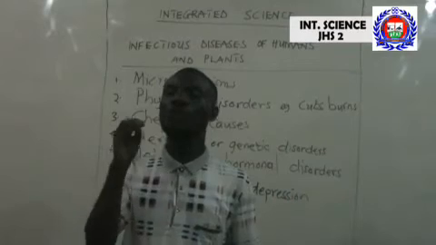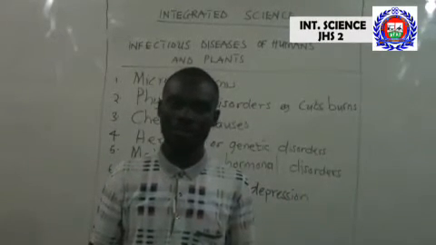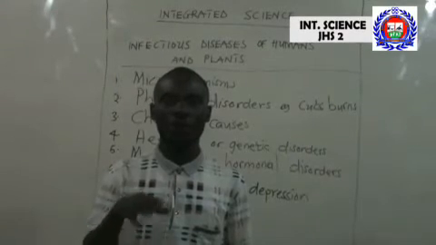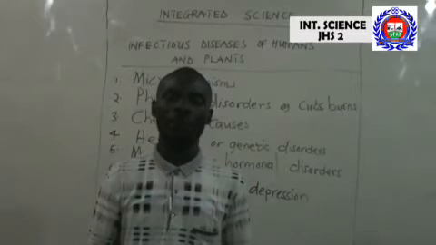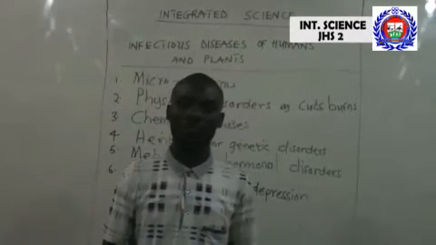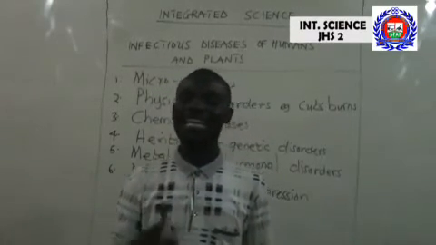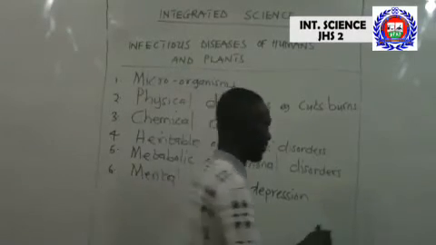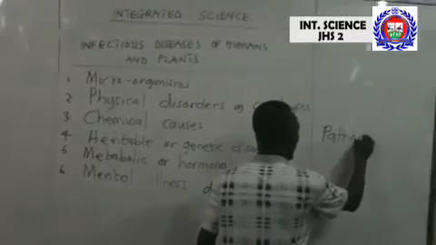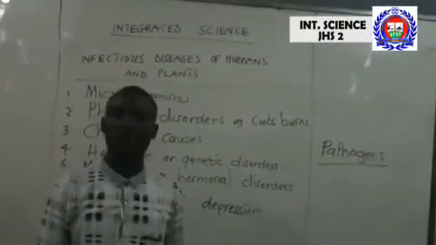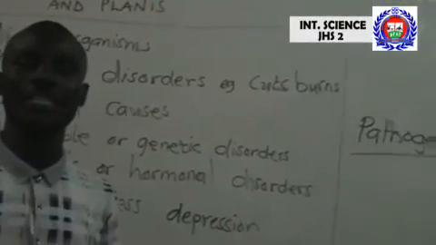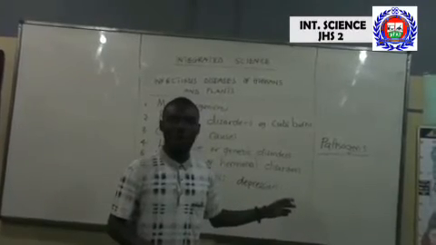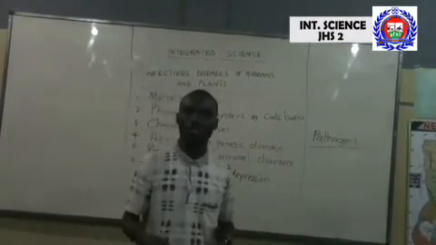Very good. Now we have groups of microorganisms. There are only five. We are going to talk about them. I hope some of you have heard of microorganisms before. There are only five of them. But these microorganisms cause disease in human beings. And these are known as pathogens. These microorganisms that cause diseases to human is called pathogens or disease-causing agents or organisms.